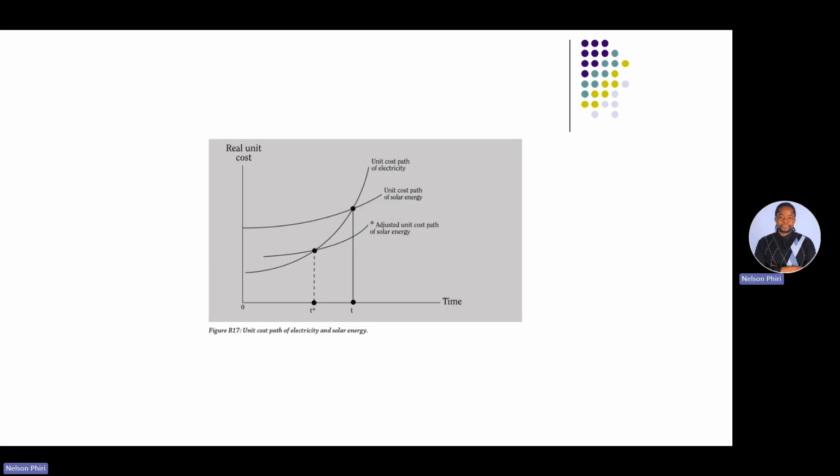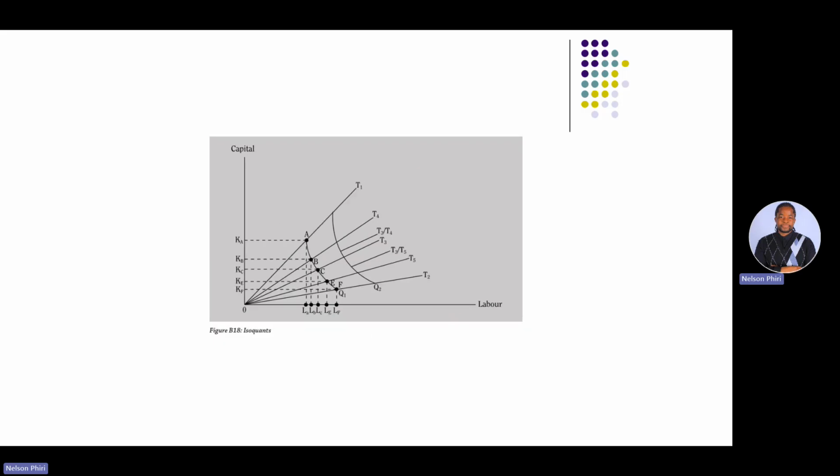But in a normal case, the switch point will be at point T, where we switch from electricity to solar, because beyond point T, utilizing solar is actually cheaper than your electricity. If we have the technology beyond T star, it will be useful to use your solar, shown by the adjusted unit cost, compared to the electricity, which is a bit expensive.